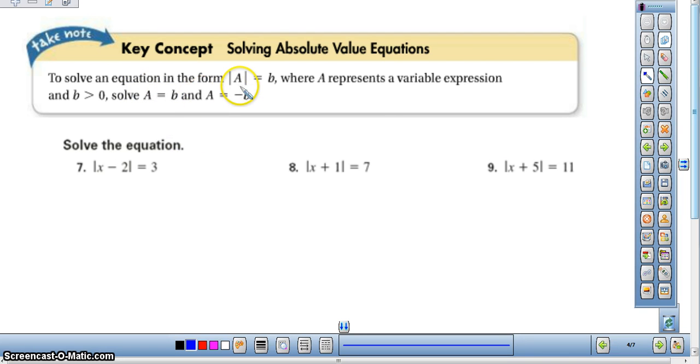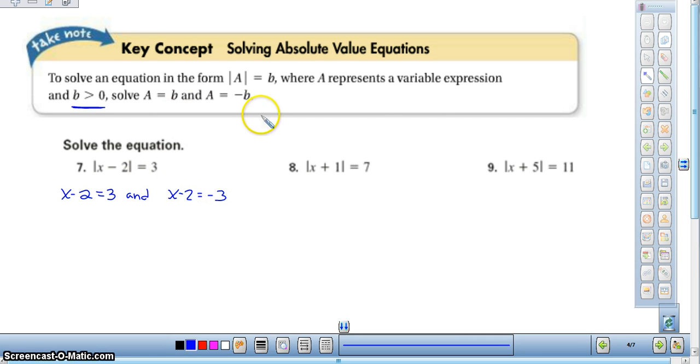Key thing to solve absolute value. The absolute value of a equals b, where a represents a variable, and b, notice, has to be greater than 0. You have two answers. Absolute value of that variable could be equal to b, or the opposite of that. As you look at these equations, this whole part is inside x minus 2, the absolute value. So when we set up our equation, we're going to put x minus 2, that whole expression is equal to 3, and, keyword and, x minus 2 will equal negative 3. It's always the number and its opposite.